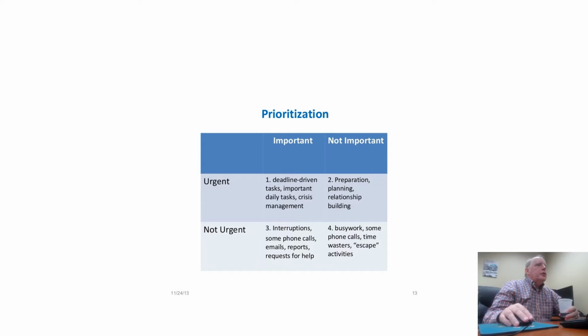Then 2 would be the ones that are urgent but not important, meaning they have to be done very quickly, but they're not that critical. Preparation, planning, relationship building. And then finally, in the not urgent category, important interruptions, some phone calls, emails, reports, requests for help. Important meaning, yeah. And then finally, not urgent and not important would be your 4th thing. These things, if you never get to them, it's not going to be a big deal. So busy work, some phone calls, and time wasters, that kind of thing, escape activities.